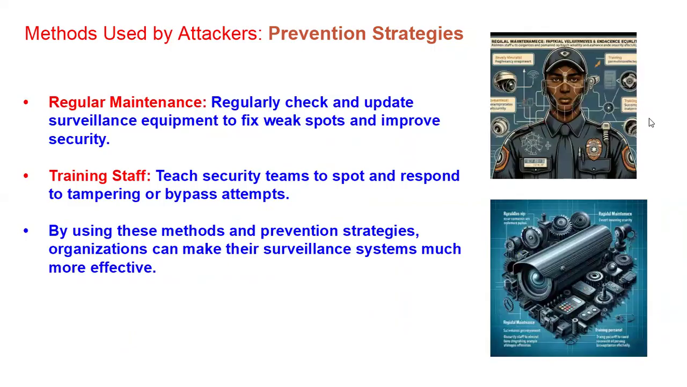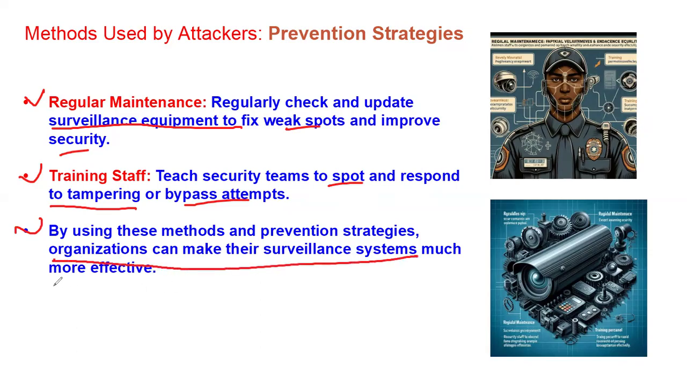You can also do regular maintenance. Regularly check and update the surveillance equipment to fix weak spots and improve security. You should train the staff as well. Teach the security team to spot and respond to a tampering or bypassing event. By using these methods and prevention strategies, an organization can make its surveillance system much more effective.